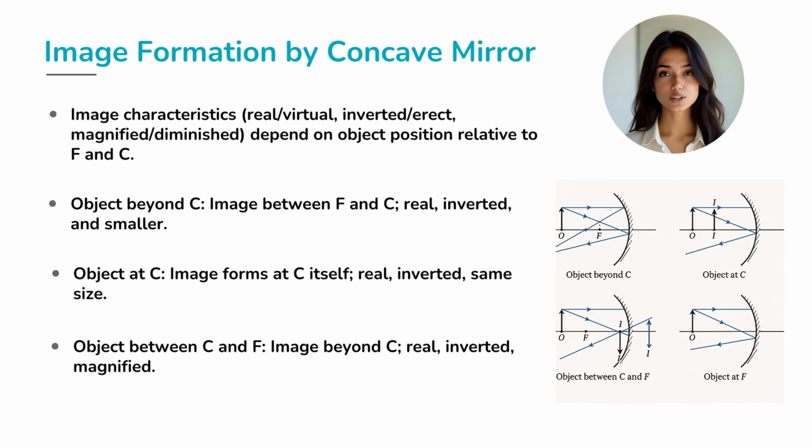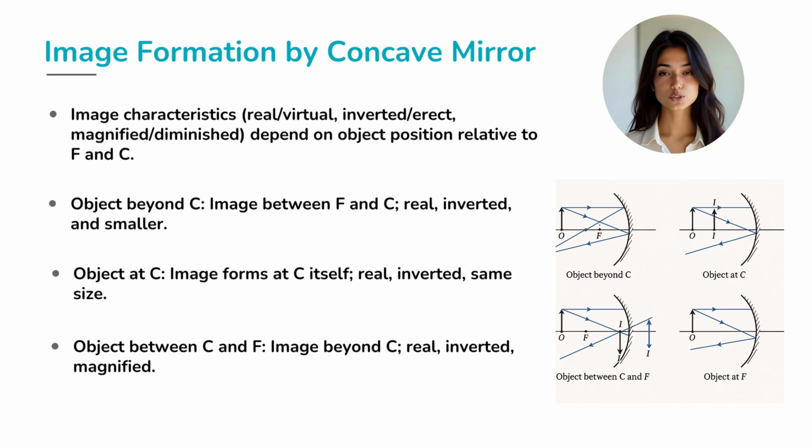Now, let's focus on the star of the show, the concave mirror. These mirrors can do everything from focusing sunlight to magnifying your face in a makeup mirror. The nature of the image changes depending on where you place the object. If the object is beyond C, the image forms between F and C, it's real, inverted, and smaller. If the object is at C, the image forms at C again, same size, real, and inverted.